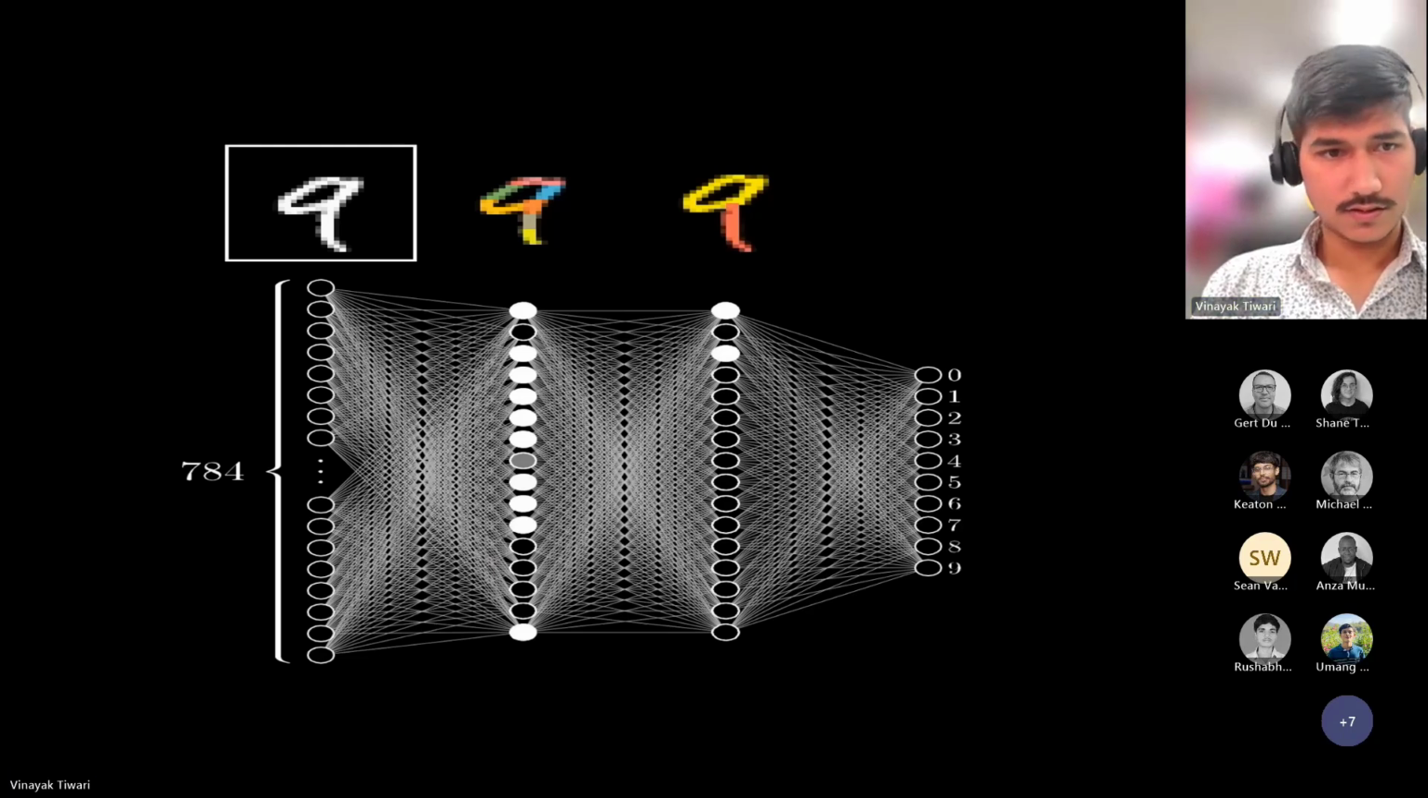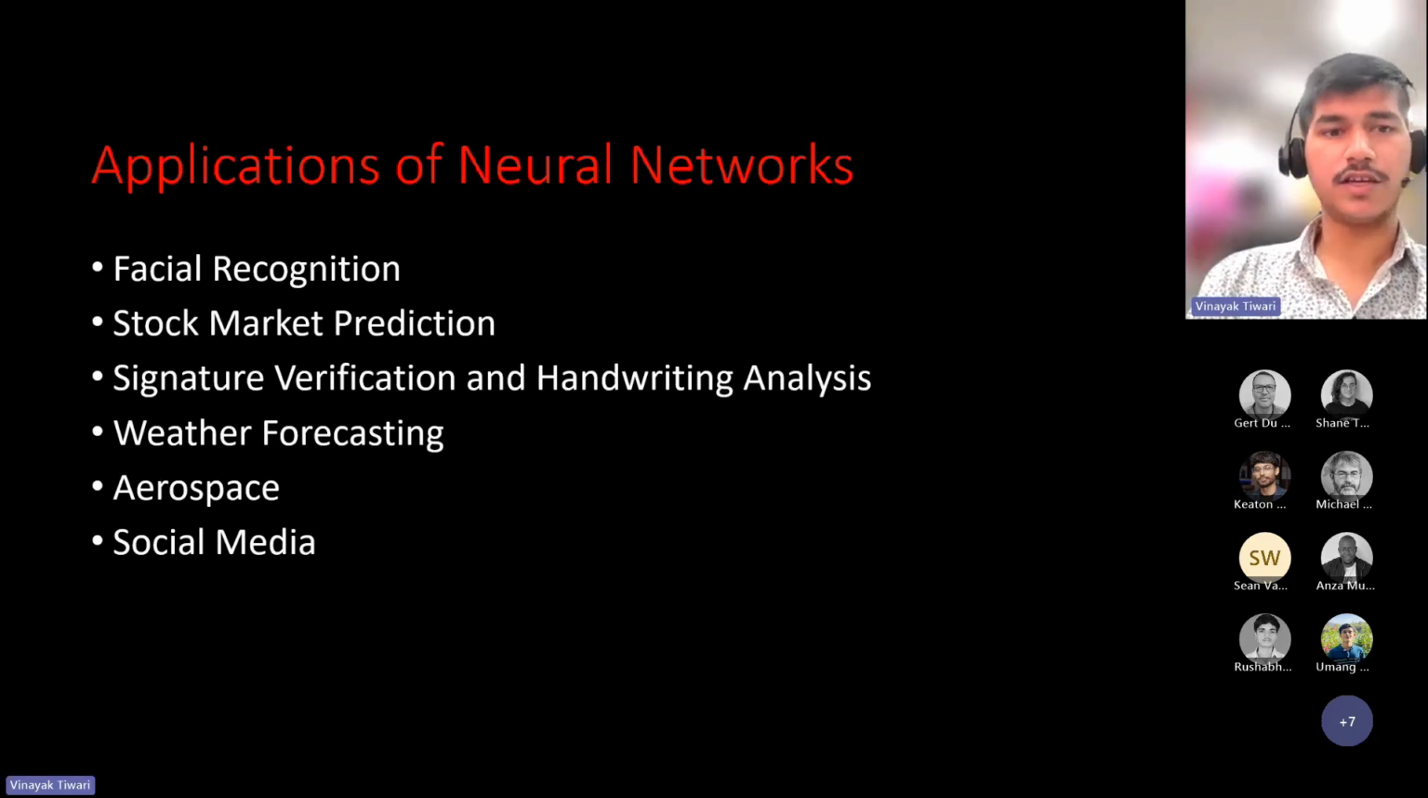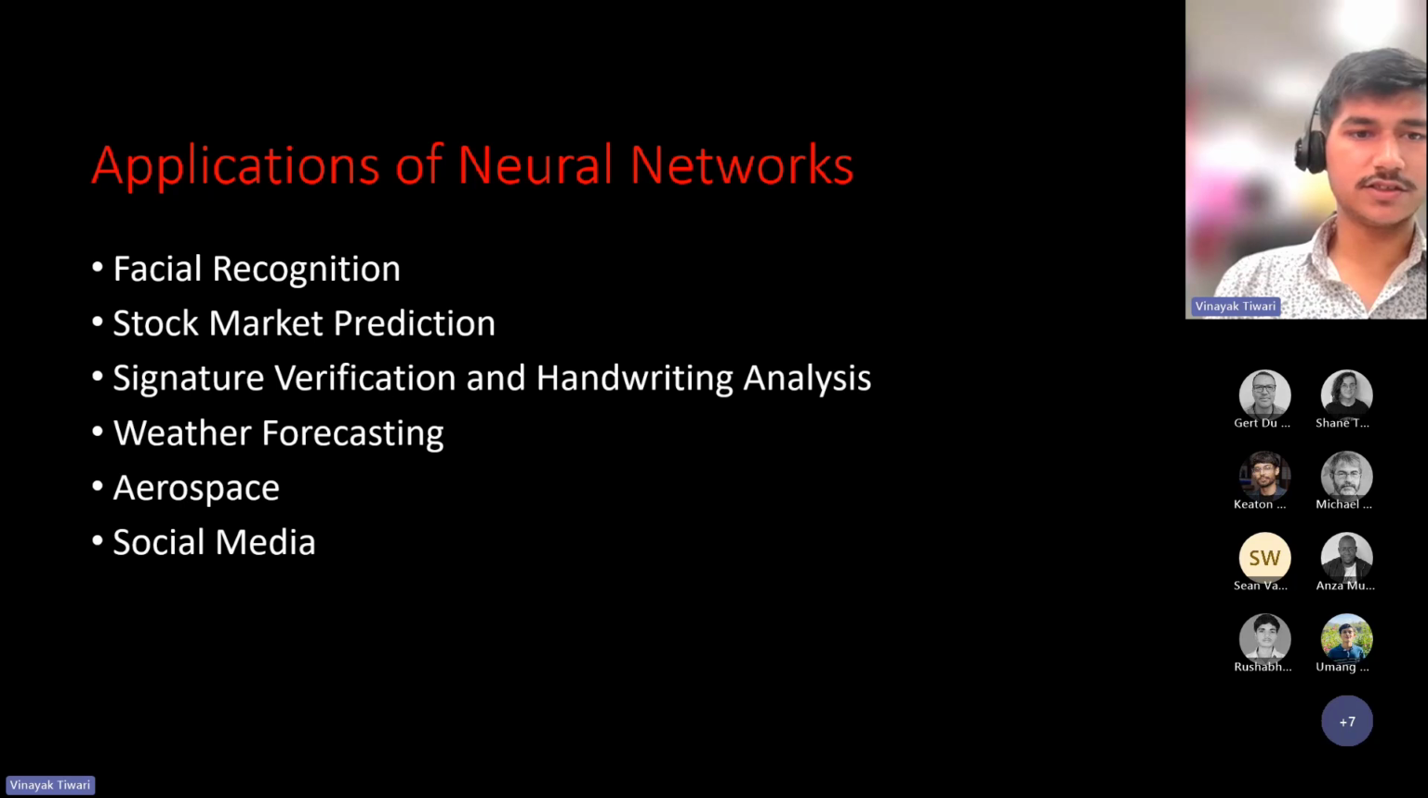So let's see the applications of the neural network, where it is implemented. There are many implementations, such as facial recognition, stock market prediction, signature verification and handwriting analysis, weather forecasting, aerospace, social media, and also fingerprint verification.